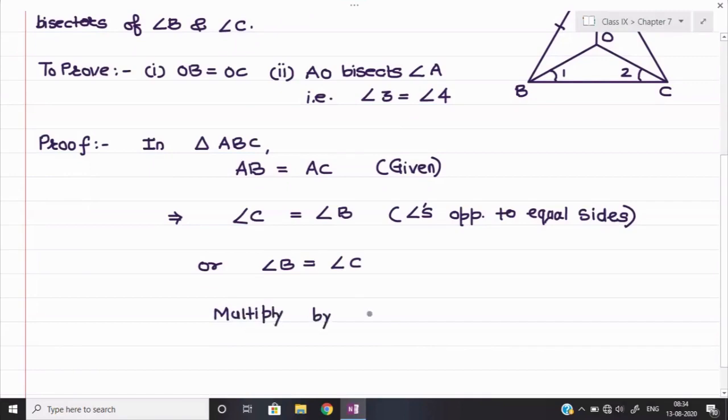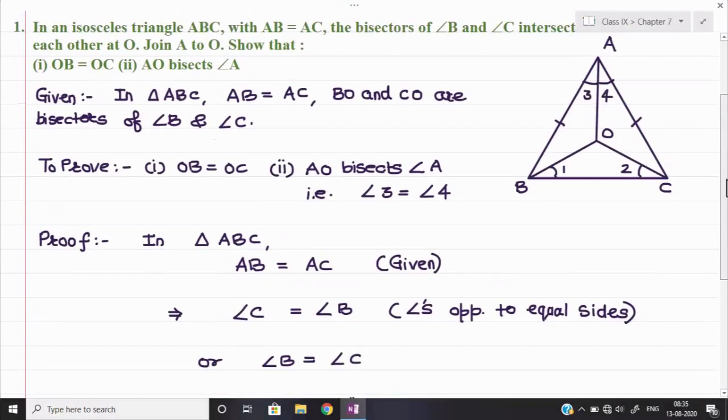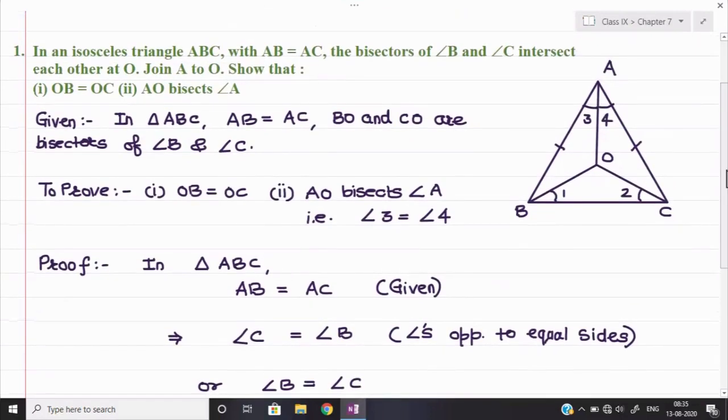So multiply by 1 by 2, because I know that in an equation I can add any term on both sides, I can subtract, I can multiply, or else I can divide. So here I am multiplying by 1 by 2. So half of angle B is equal to half of angle C. Right? Now see, in the question, the second given is that BO and CO are the bisectors of angle B and angle C.